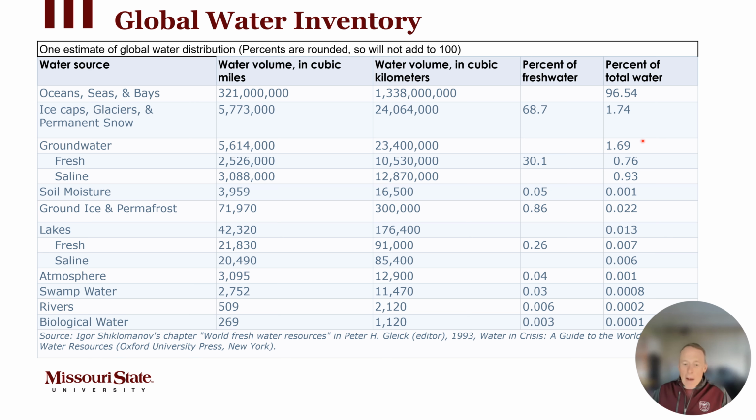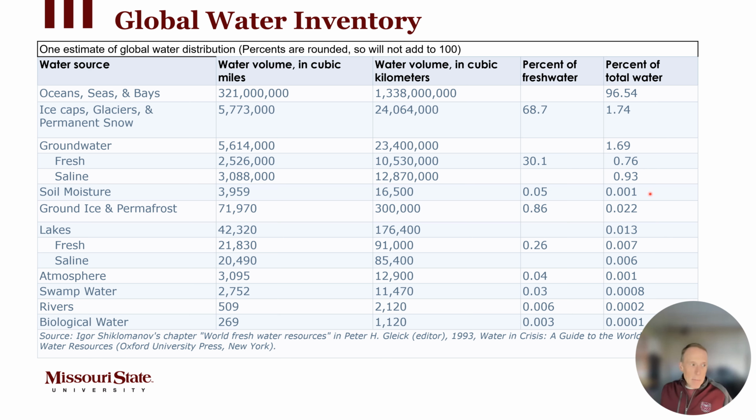The other half of that 3.5%, so about 1.7% of the total water, or about half of our fresh water, is in groundwater. Now, if you look here, a lot of groundwater is actually saline, meaning it's salty. So only a portion, 0.76% of the total water on Earth, is freshwater groundwater.